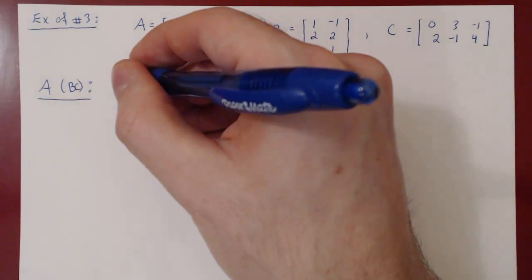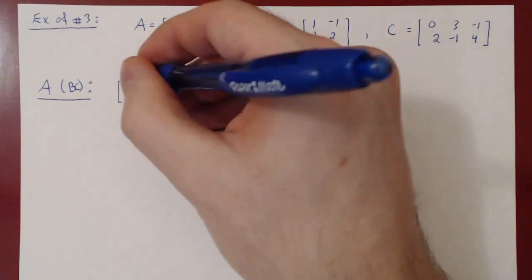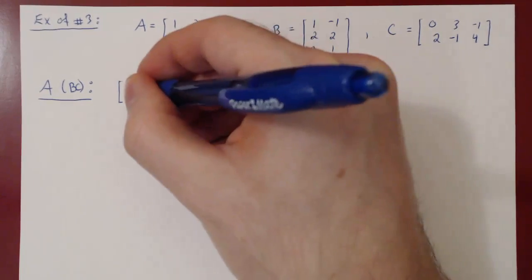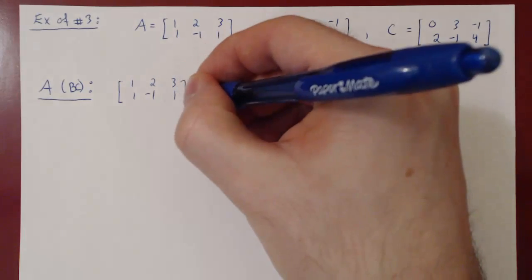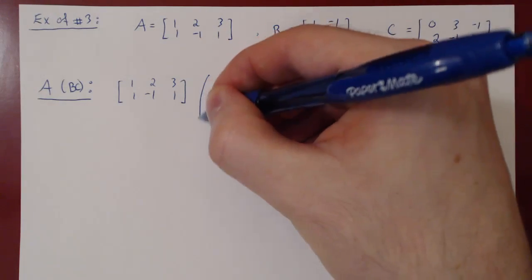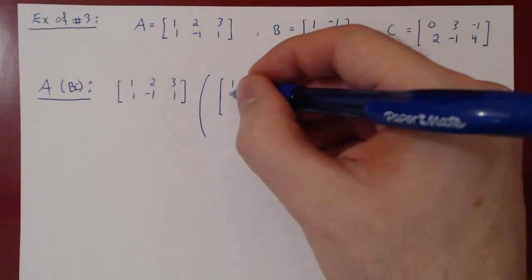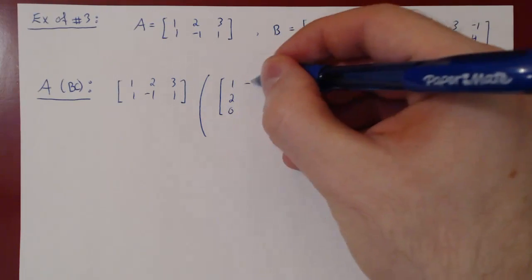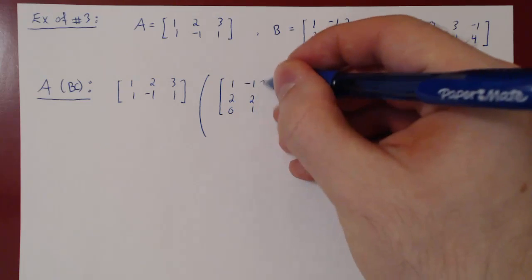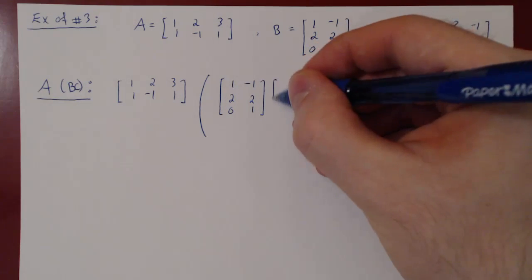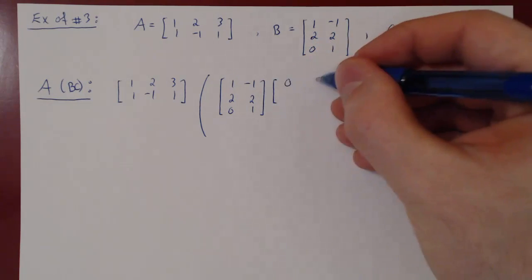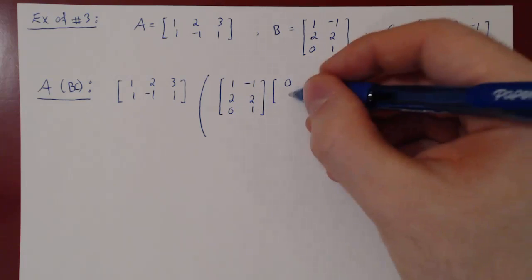So we'll say, okay, this is A: 1, 2, 3, 1, negative 1, 1. So A times BC. B is 1, 2, 0, negative 1, 2, 1, times C, the matrix 0, 3, negative 1, 2, negative 1, 4.